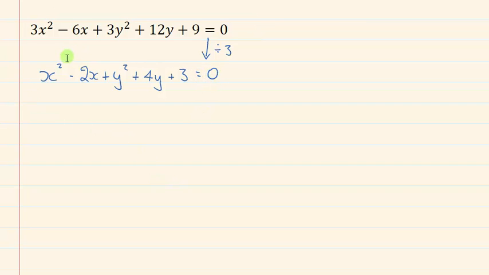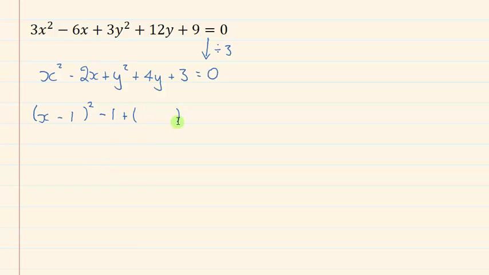From there we complete the square for the x terms and then the y terms. To complete the square we set out a squared bracket with x at the front. We look at the minus 2x and halve that coefficient to give us minus 1, and then we subtract 1 squared from the bracket, so that's just 1.